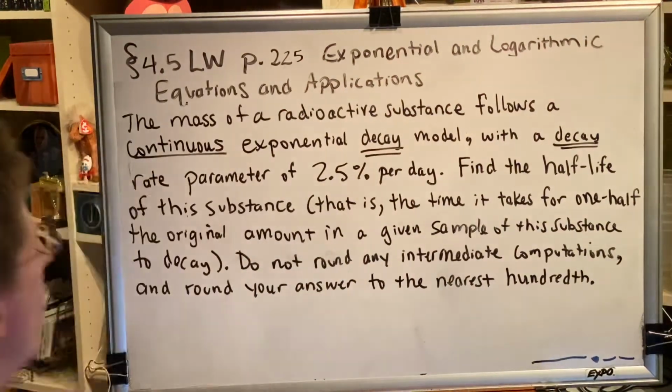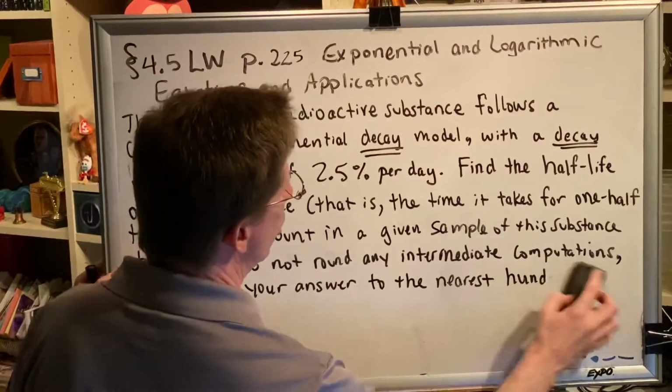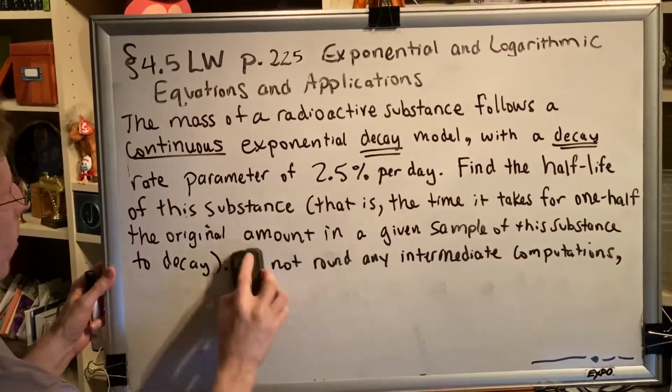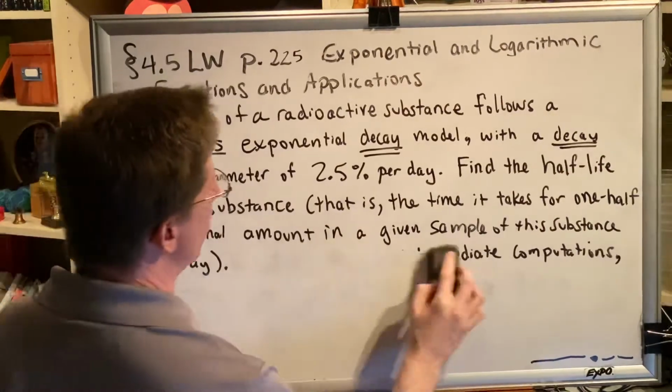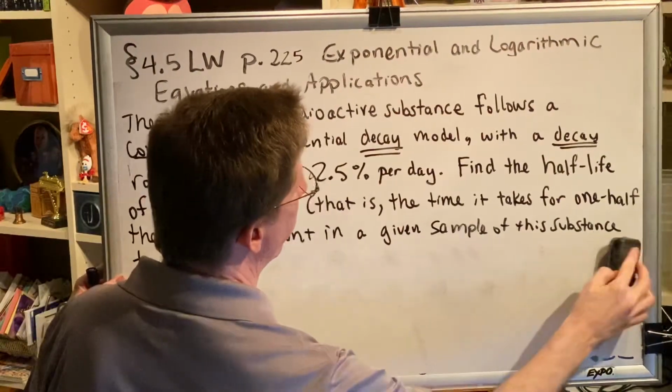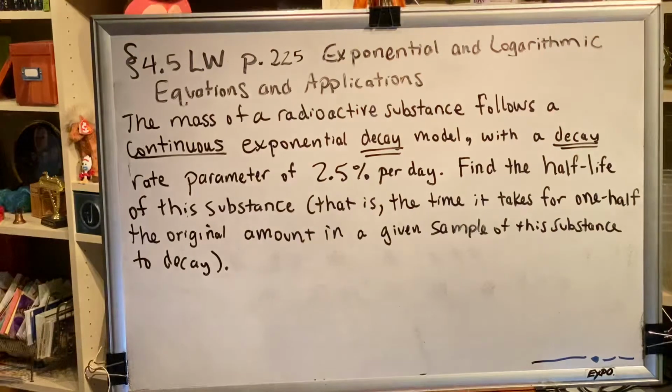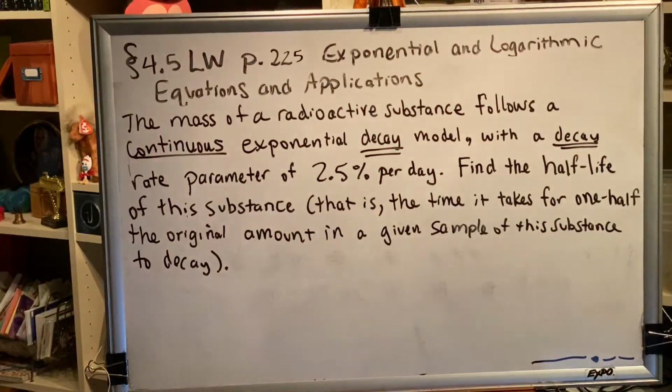Next it says do not round any intermediate computations. So that means that we're not going to do any rounding until the very end of the problem. If we round in the middle, it introduces error, and then as we continue to work with numbers that have been rounded, the error could get much, much larger, resulting in us having a wrong answer.